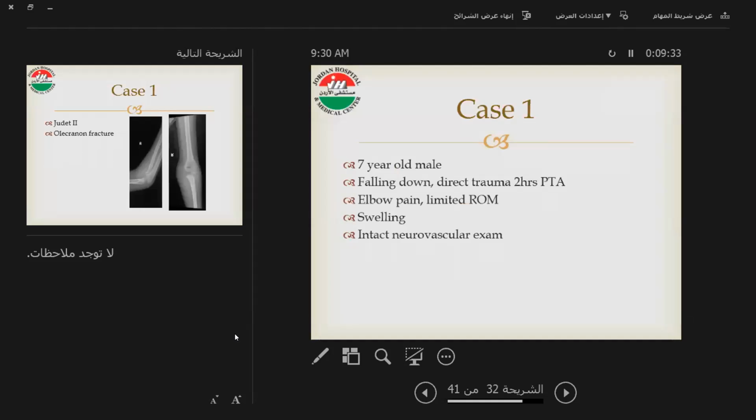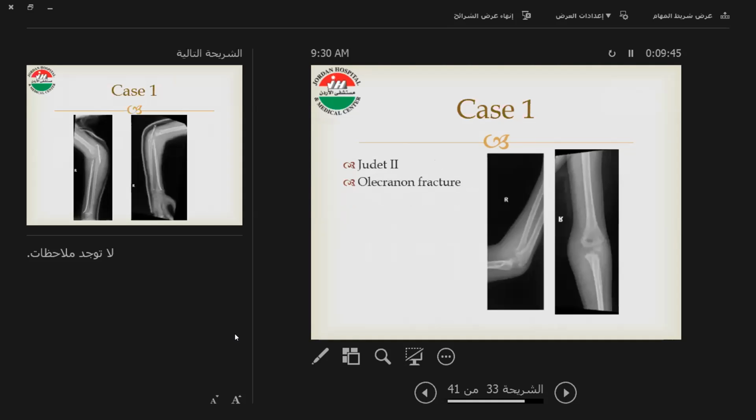Our first case is a 7-year-old male who fell with direct trauma 2 hours prior to presentation to our hospital with elbow pain, limited range of motion, and swelling. Upon doing the X-rays, we see that there is a radial neck fracture with angulation of around 40 to 45 degrees, and an associated olecranon fracture. So it is a Judet type 2.